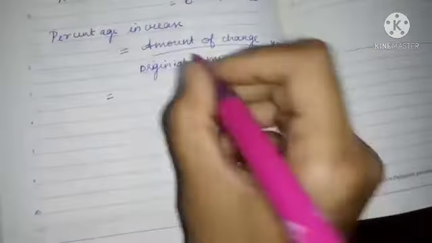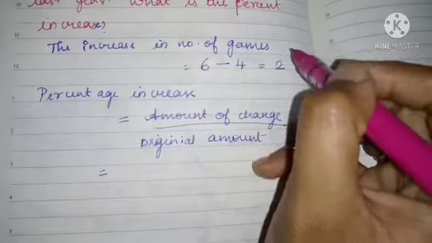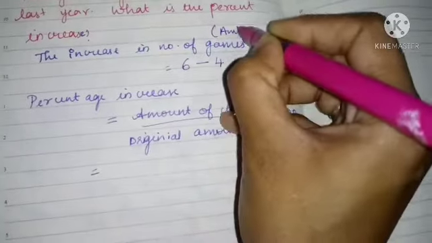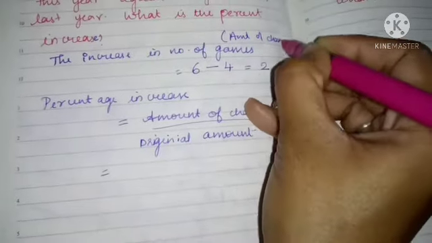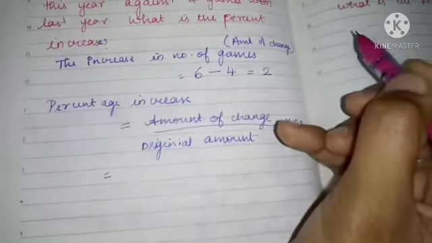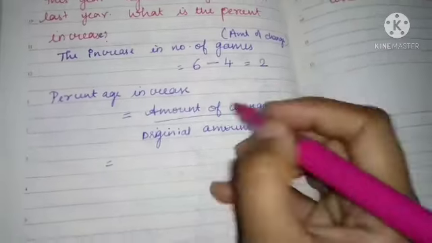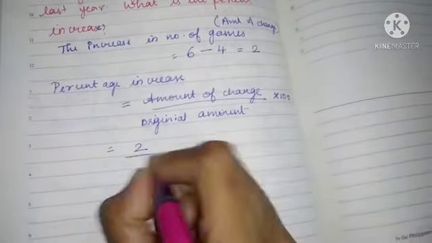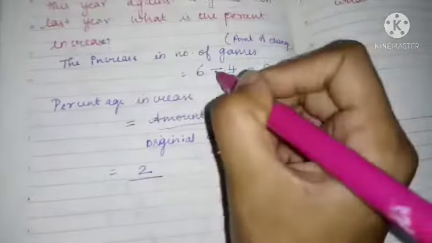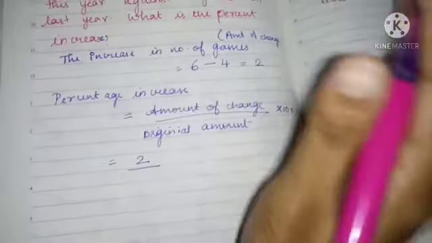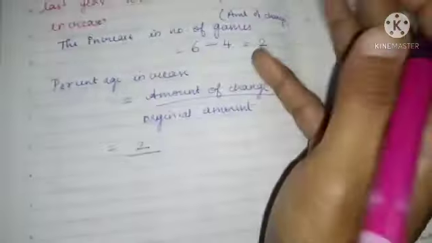So what is the amount of change when compared to last year? How much has increased this year, which means the amount of change. This increase in the number of games is nothing but the amount of change, how much it has changed from last year. Amount of change is 2, divided by original amount. Original means the previous, last year. This year is where the change was actually done.